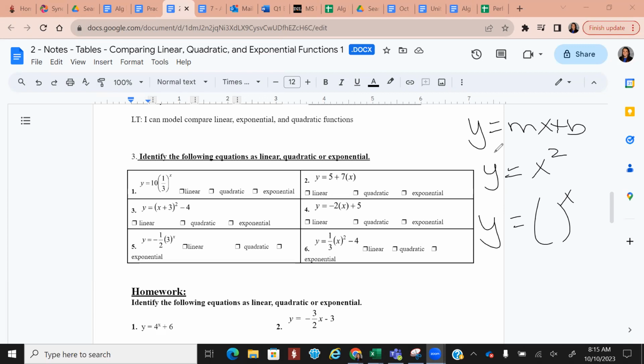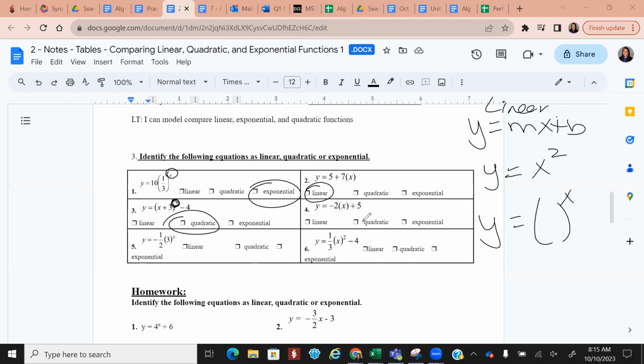On this first one, this has an x in the exponent, so that's going to make this one exponential. Did you hear me or y'all are still talking? So an x in the exponent makes it exponential. On the next one, this is y equals mx plus b, so this is going to be linear. This is like this one. On the next one, we've got a squared in the exponent, so that's going to make it quadratic.